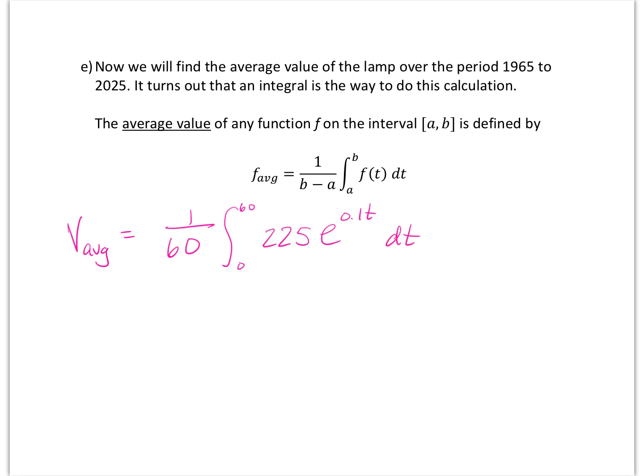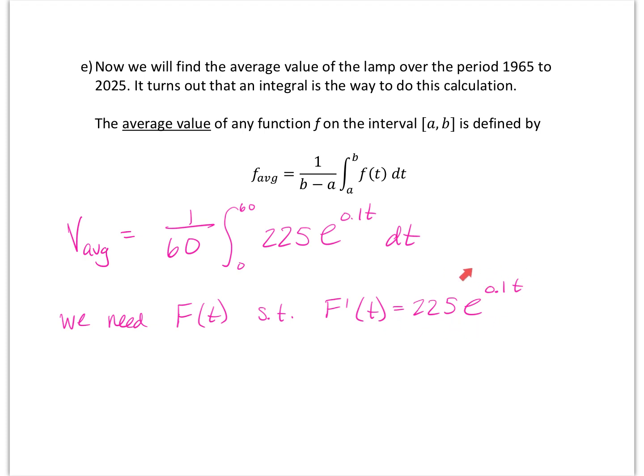To evaluate, we need an antiderivative F of t such that F prime of t is 225 e to the 0.1t. So I need an antiderivative of this function.